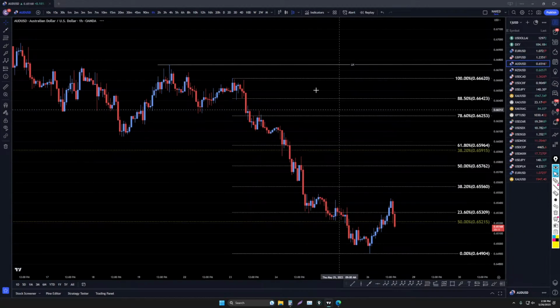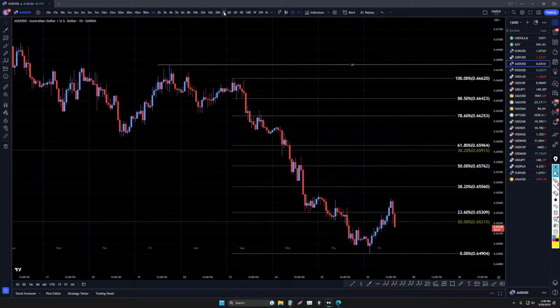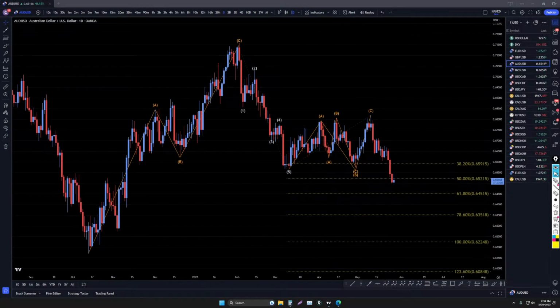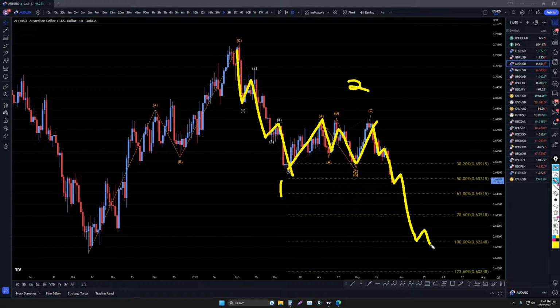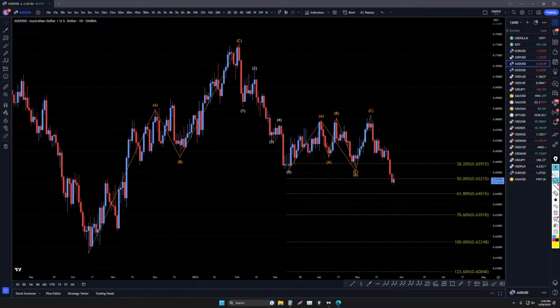So let's head down to the Aussie dollar. The Aussie dollar definitely looks like it's trying to make another push down for sure. So let's see, on the daily time frame, this one looks to me like it's got a long way to go down. It looks like a 1, 2, 3, 4, 5, probably a wave 1 or possibly an A. This is an A, B, C, probably a wave 2 or possibly a wave B. And this looks like it's a wave C or possibly a wave 3, which might even be more likely a wave 3.